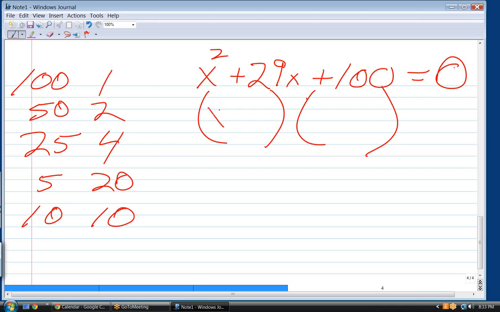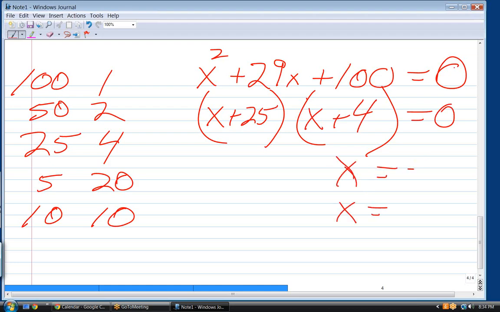25 and 4. So the zeros are where? x equals negative 4, and x equals negative 25. You got it. Okay.